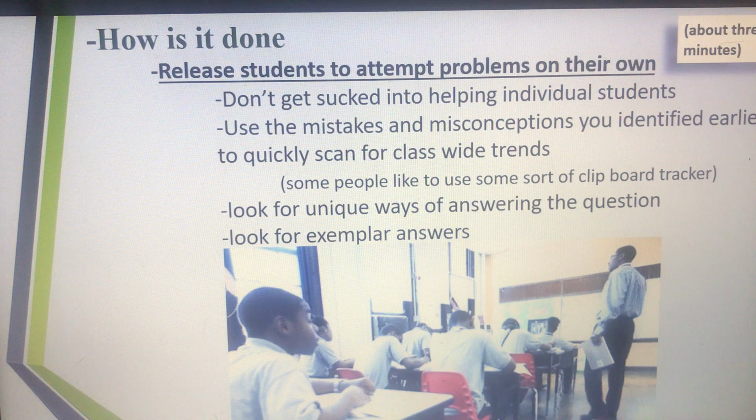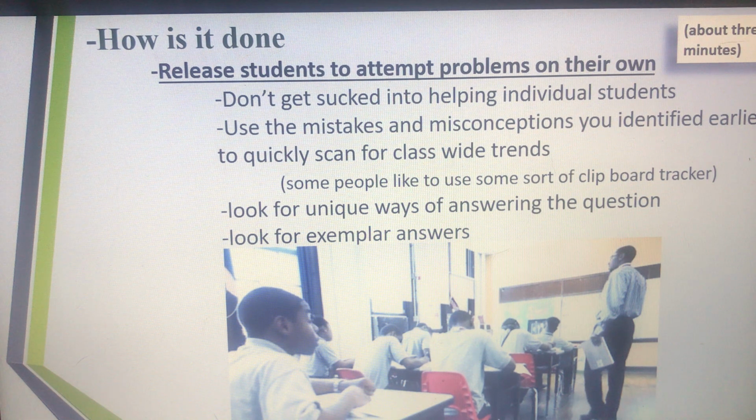You want to help kids, but the thing that's going to help kids the most is if you can really get around and see as many individual student pieces of work as possible, and identify those common trends, right? In addition, I'm going around: did they distribute the negative? Did they distribute the negative?